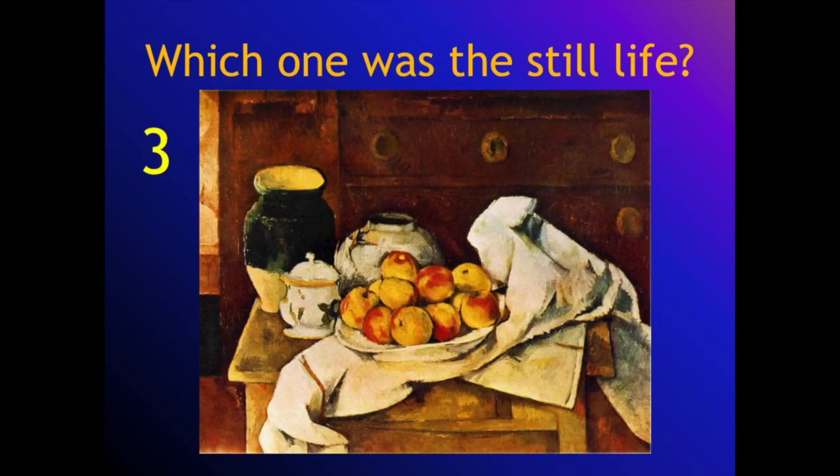If you guessed number 3, you're correct. This was the painting of a still life. It's objects placed together on a table. None of those objects are moving. None of those objects are animals or people, and it's definitely not imaginary. This is a still life.